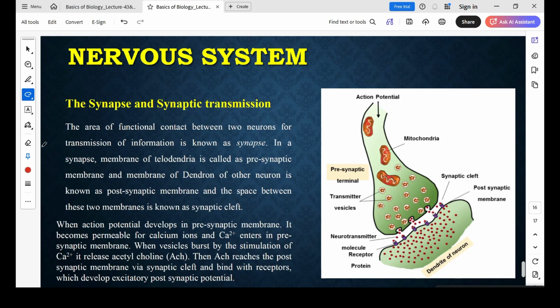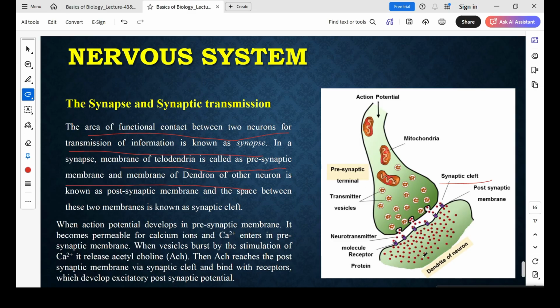Okay, so the place where information is transferred is known as the synapse. This is the area of functional contact between two neurons for transmission of information, which is known as the synapse. In the synapse, the membrane of telodendria is known as the presynaptic membrane, and the membrane of the dendron of the postsynaptic neuron is the postsynaptic membrane. Between these, there is a space called a synaptic cleft.